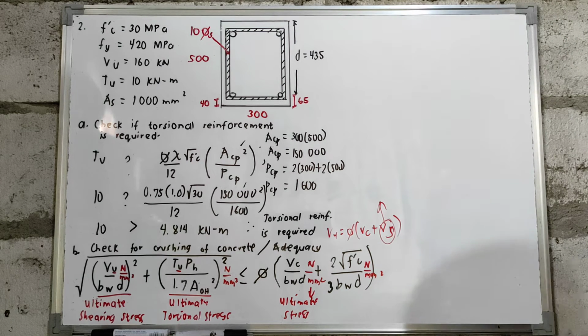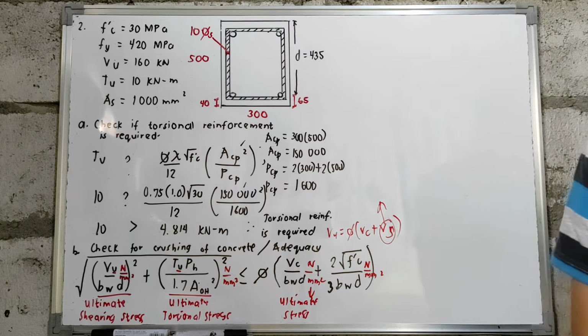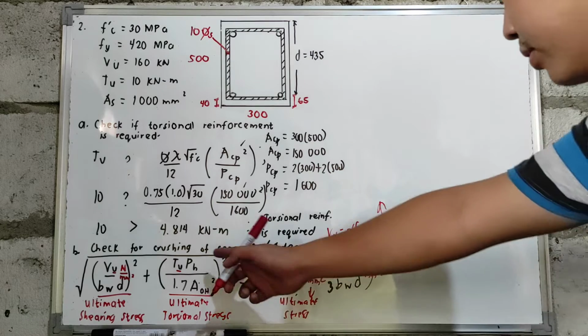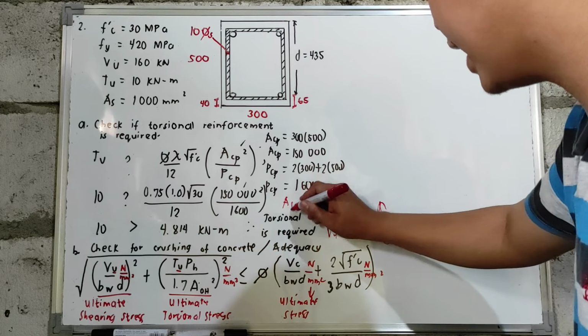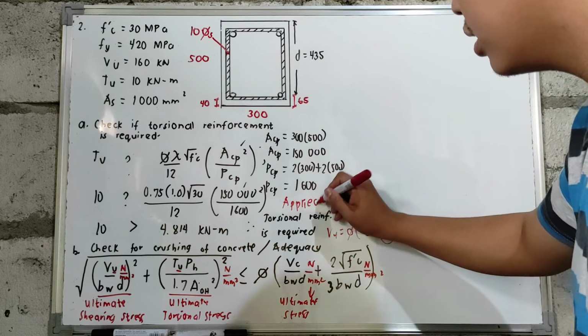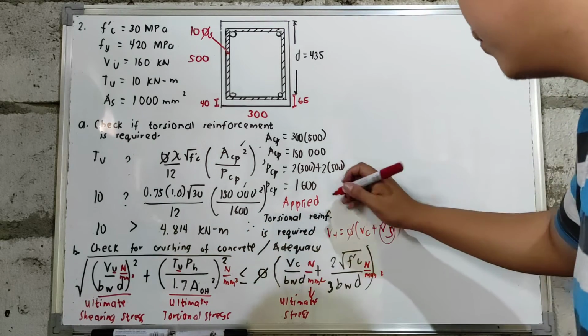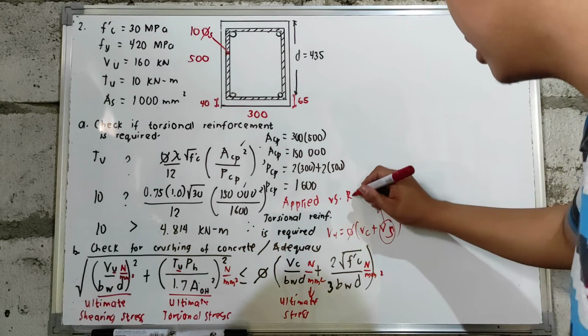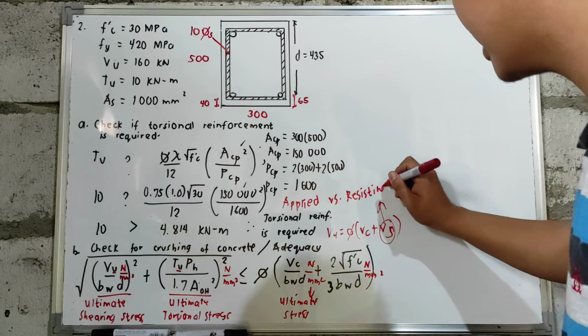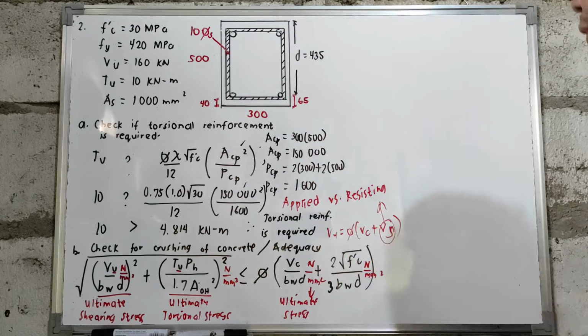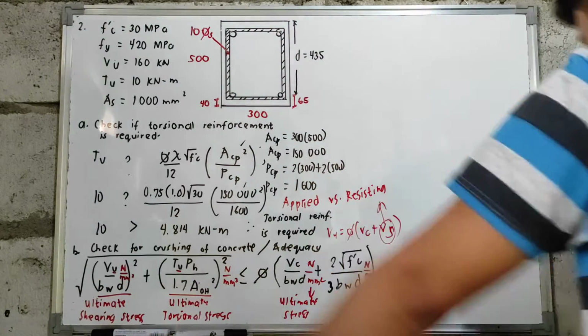So again, yung principle lang naman ng adequacy natin, checking of adequacy, we're going to compare yung applied natin. Ito yung applied versus yung resisting. So yung resisting natin, that will be the capacity of your beam to resist these applied loads.